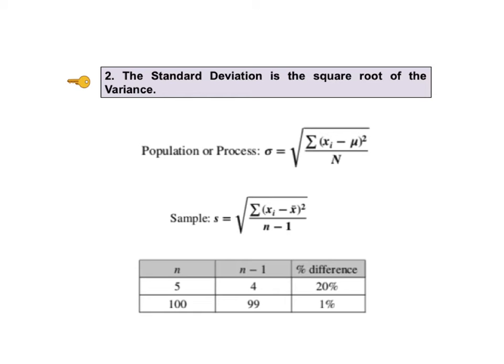As the table illustrates, this effect will be more pronounced for smaller samples. For n equals 5, n minus 1 is 20% smaller than n. For n equals 100, it is only 1% smaller.